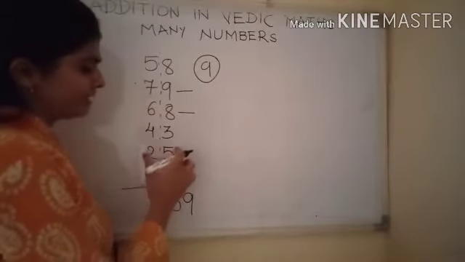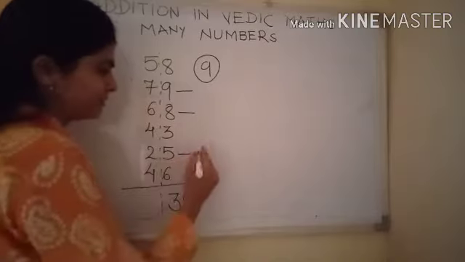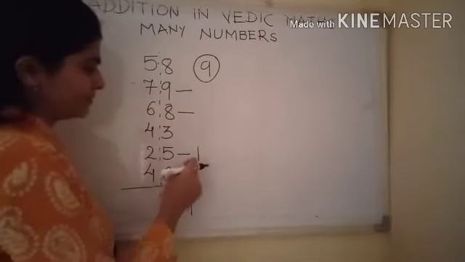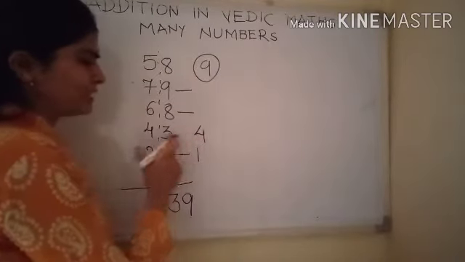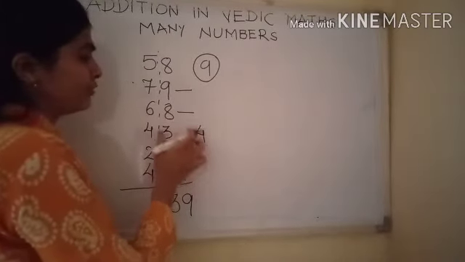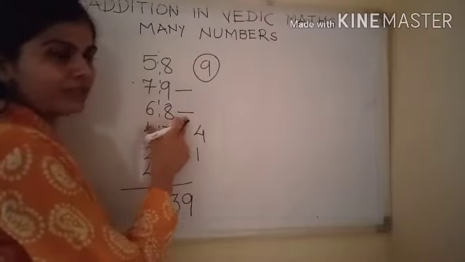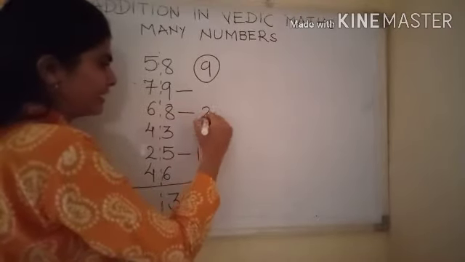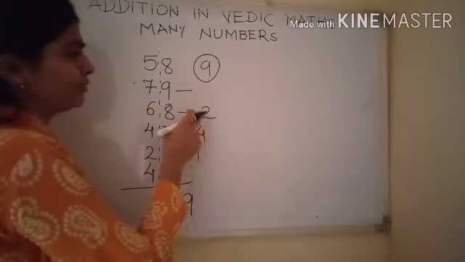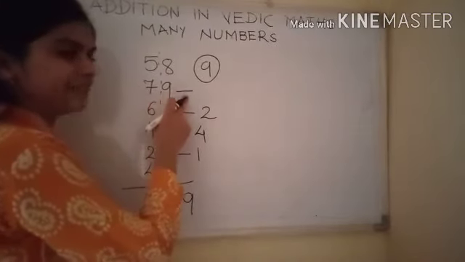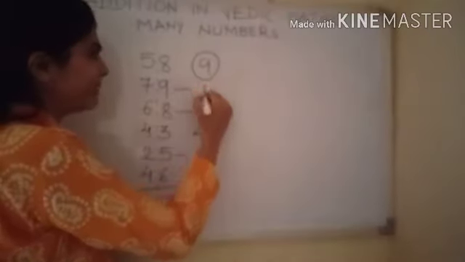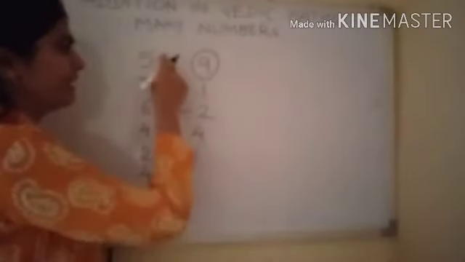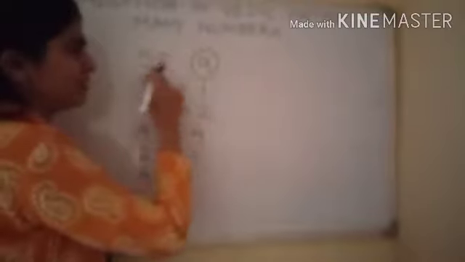6 and 5 carry combination, so hyphen, and the number is 1. 1 and 3, that is 4, non-carry combination, no hyphen. 4 and 8 carry combination, that's why hyphen, and the number is 2. Now 2 and 9 carry combination, that's why hyphen, and the number is 1. Now 1 and 8 non-carry combination, no hyphen, answer is 9.